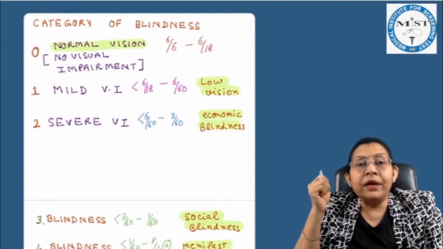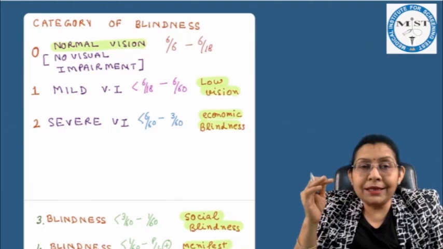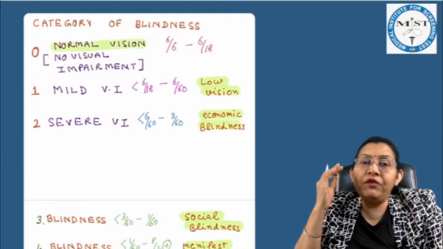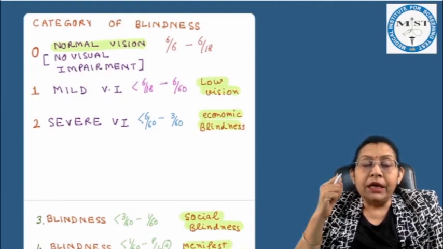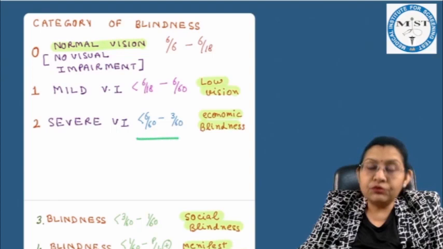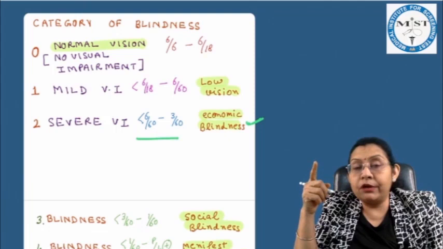The blindness categories as per the old and the new classifications: as per the old classification, normal vision is between 6/6 to 6/18. We can say low vision if it is less than 6/18 to 6/60 as per the old classification, but as per the new classification, it is mild visual impairment. Severe visual impairment is when the vision is between less than 6/60 to 3/60, or it is economic blindness. So those who are saying that it was 3/60 in the better eye, the answer is economic blindness.